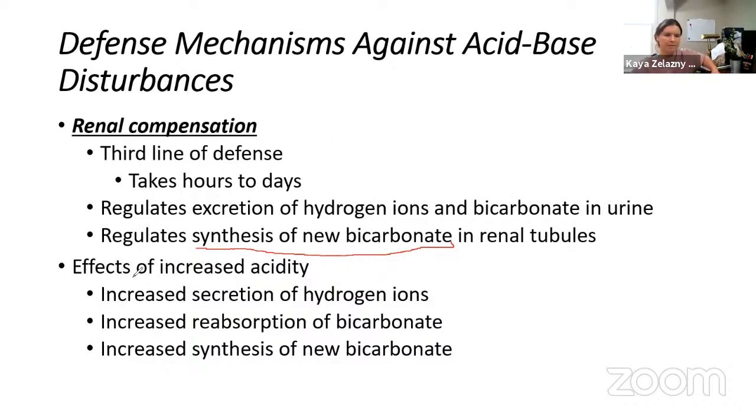Okay. So the effects of increased acidity, so if we're in acidosis, right? So if we're in acidosis, whether it's respiratory or metabolic, when we do renal compensation, what we are going to want to do, right? Acidosis means we have too many hydrogen ions, right? So we might want to pee them out, right? We might want to excrete them. So the way we would do that is we'd start by increasing the secretion of hydrogen ions. Remember, secretion means that we're moving those hydrogen ions into the tubular fluid, out of the plasma.